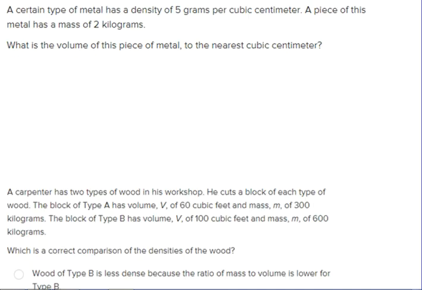Okay, let's look at 2 more examples here with density. A certain type of metal has a density of 5 grams per cubic centimeter. A piece of this metal has a mass of 2 kilograms. What is the volume of this piece of metal to the nearest centimeter? So this one seems pretty straightforward, right? They give us density, they give us mass, they want to know volume. We're only missing one part of the equation. What's the twist to this problem? Does anybody see it?